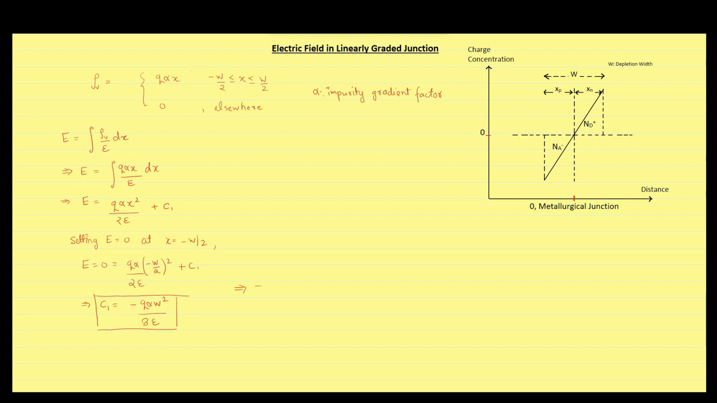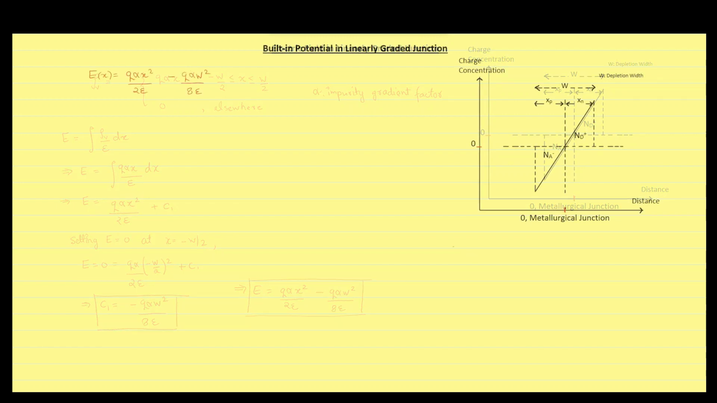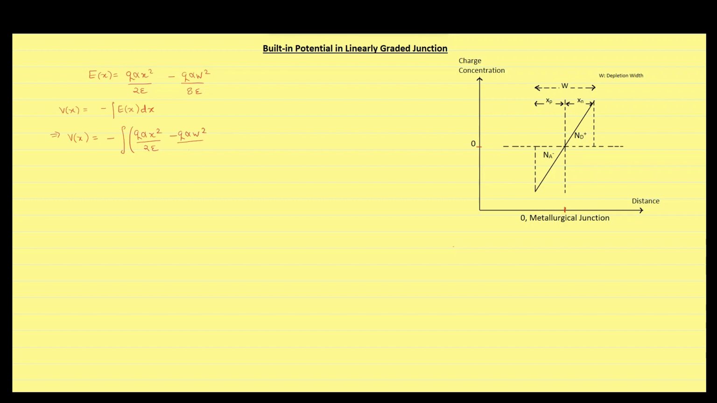Therefore, we can write electric field to be equal to. We also know that potential is given by. After calculations, we will get the potential to be equal to. C2 is another constant of integration.